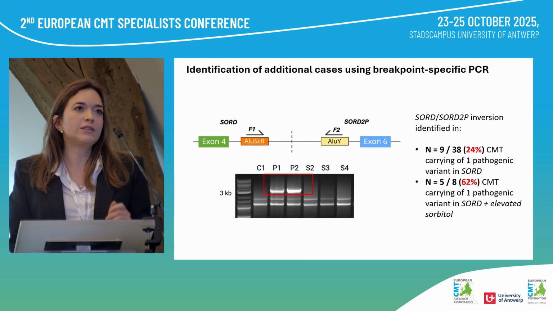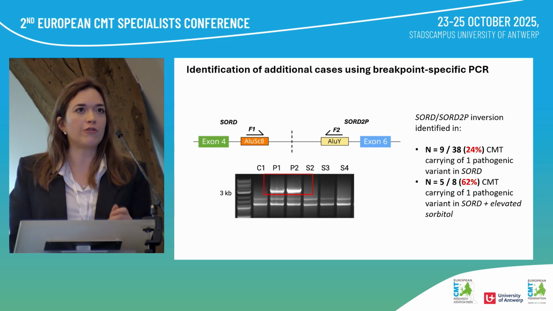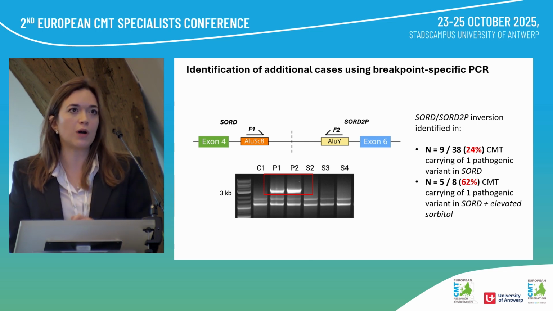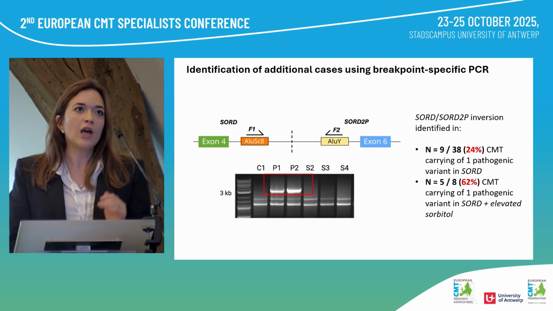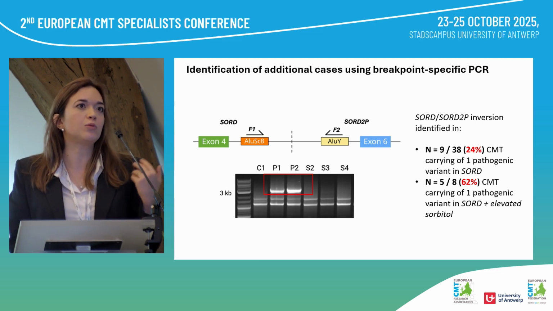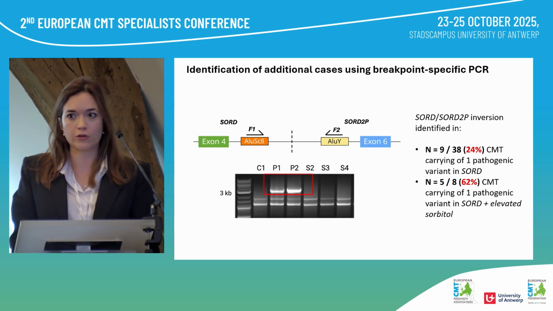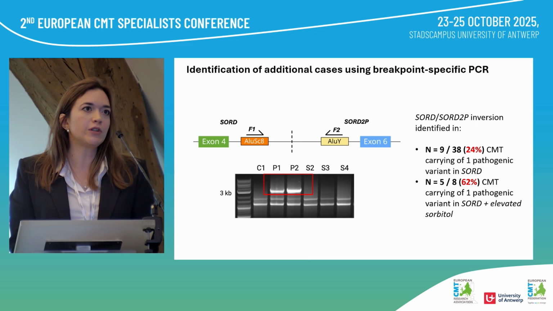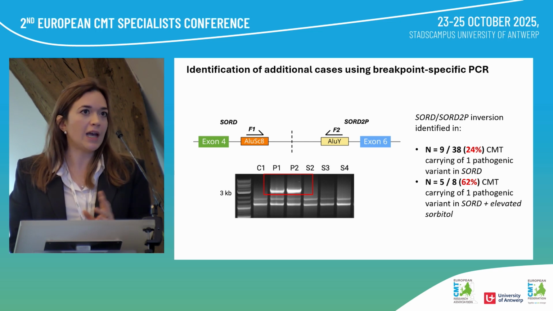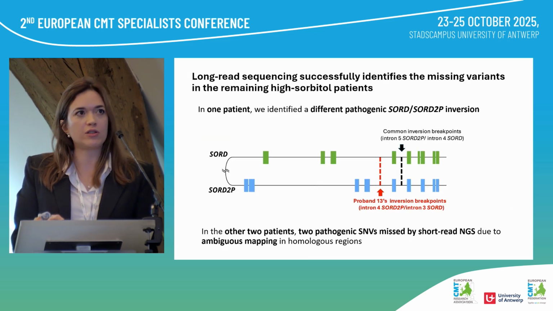So we identified the inversion in almost a quarter of the CMT patients that had only 1 pathogenic variant in SORD, but the percentage came up to more than 60% in those that also had high sorbitol. So the screening for the inversion is now highly suggestive for this kind of patient.